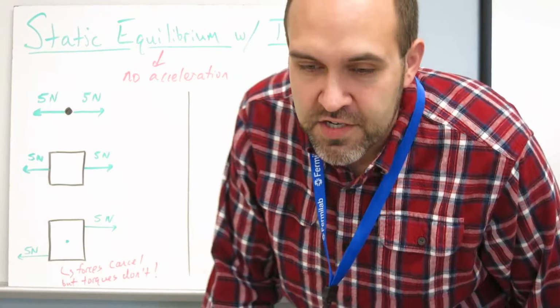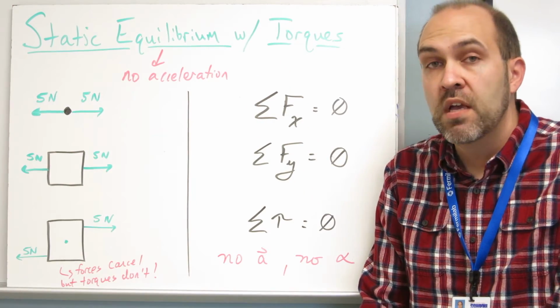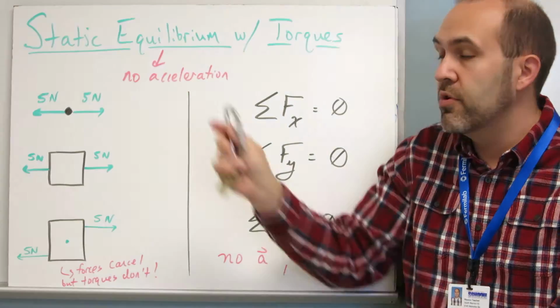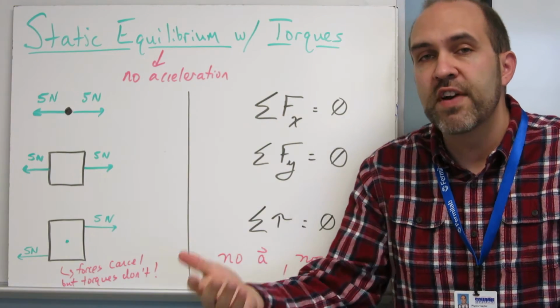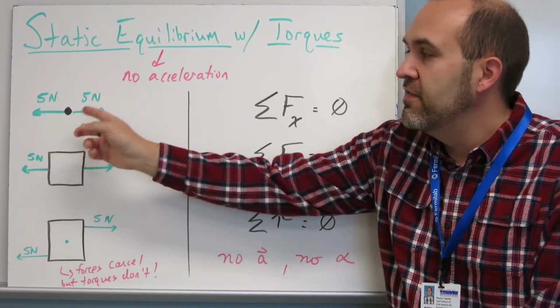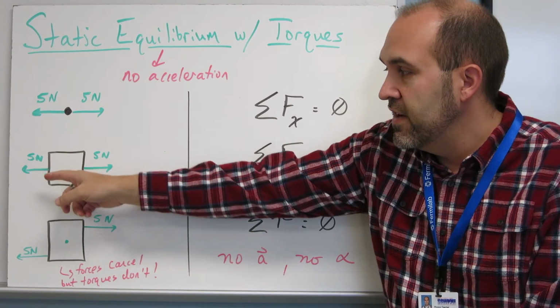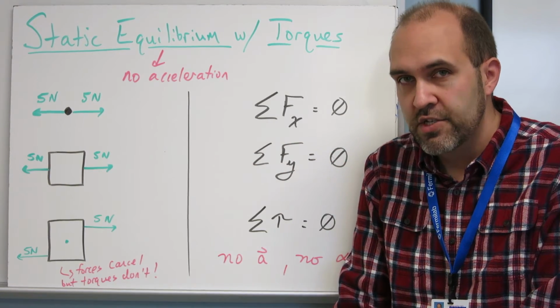Hello, Mr. Bryan here to talk to you about static equilibrium, in this case with torques. As always, with static equilibrium, there's no acceleration. And so before we've had situations like this. Here's an object, there's 5 newtons to the left, 5 newtons to the right, there's no acceleration. Again, 5 newtons to the left, 5 newtons to the right, no acceleration.